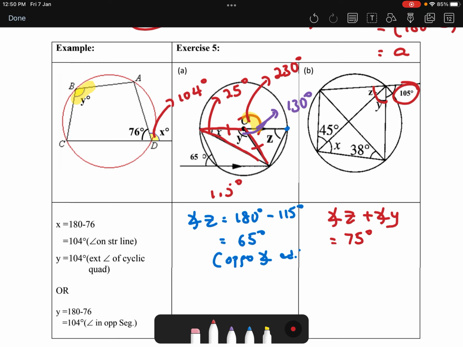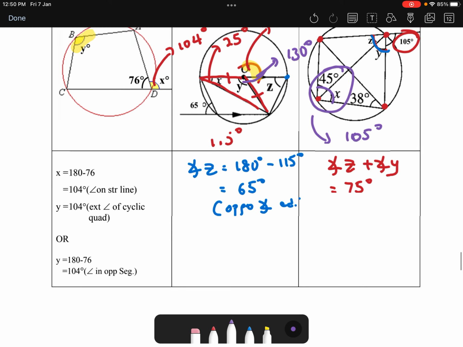So you look at this, right? Same thing, I can use the idea of opposite angles in a cyclic quadrilateral, which add up to 180, right? So this angle and this angle add up to 180 degrees. So the whole of this angle will be equal to 105. So this thing is 105 degrees. So how do I find angle x? This one is simple, right? Angle x is just equal to 105 minus 45 degrees. So you should get 60 degrees. So the reasoning you can write down.